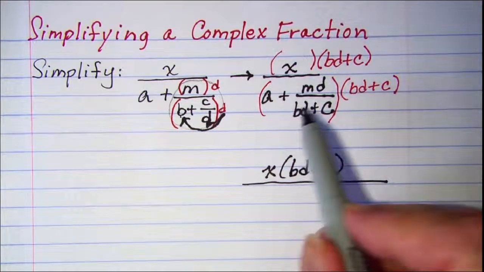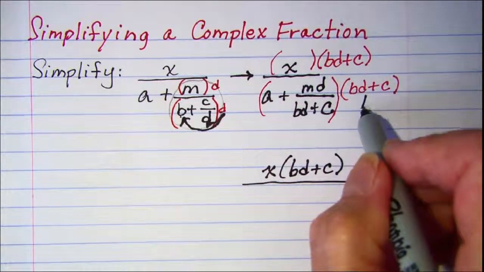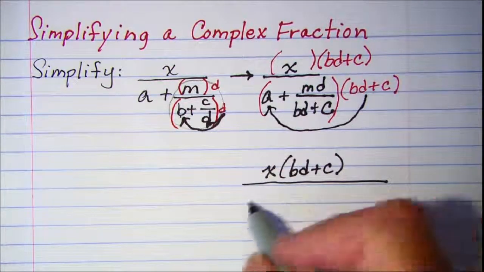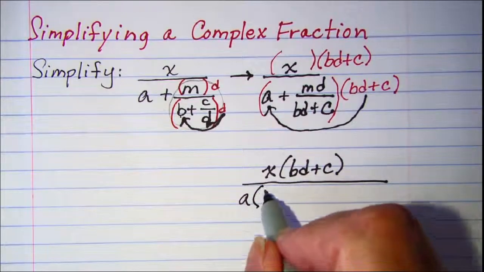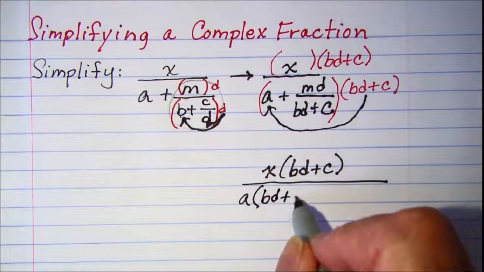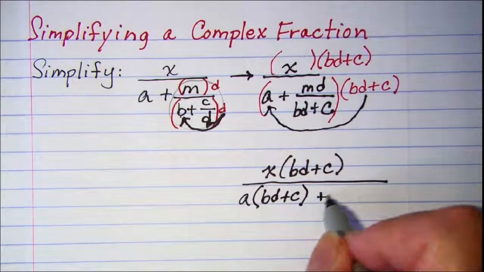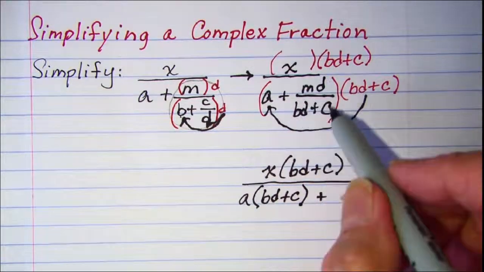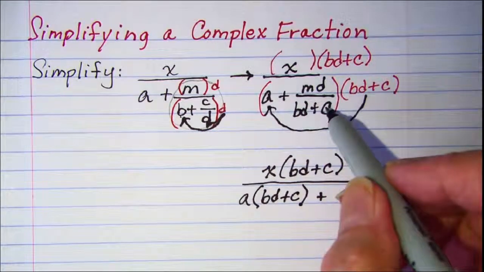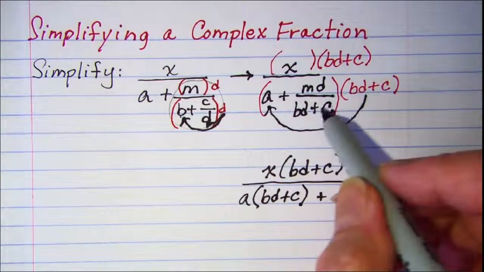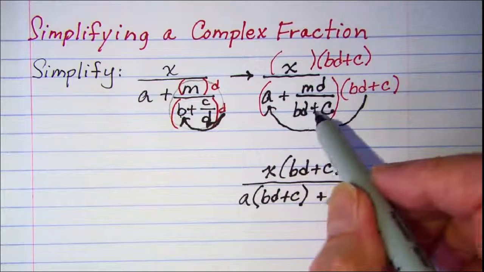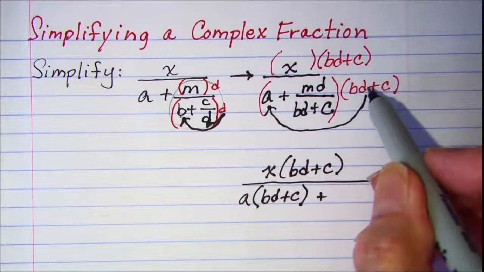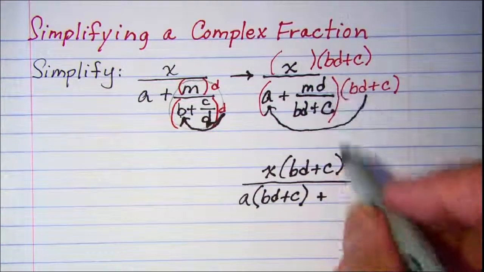For the denominator, I need to distribute. This binomial is going to be multiplied first by a, and then this binomial will be multiplied by this fraction. Now again, the reason for multiplying was so that these will cancel. This bd plus c cancels with this bd plus c, and those will be gone, and I'll just have md.